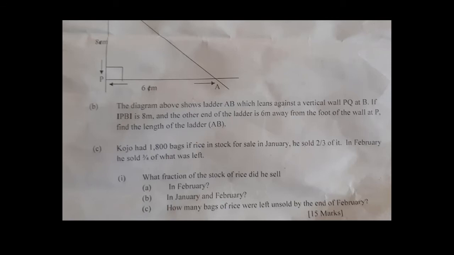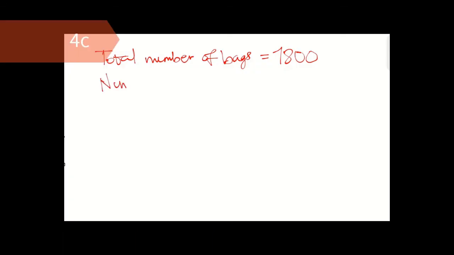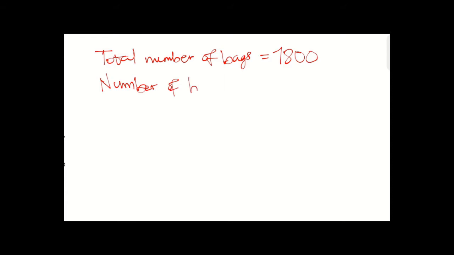So you start by saying total number of bags equals 1,800. The number of bags sold in January, we know it's 2/3 from the question. So 2/3 of 1,800. We are going to look for that. 2/3 of 1,800 simply means 2 over 3 multiplied by 1,800. 3 goes into itself 1, it goes into 18 6, and then we add the two zeros. That gives us 1,200. 2 multiplied by 600 is 1,200.